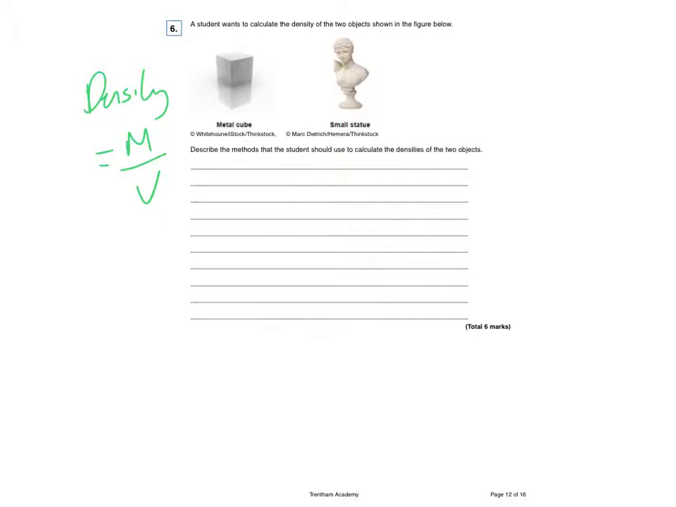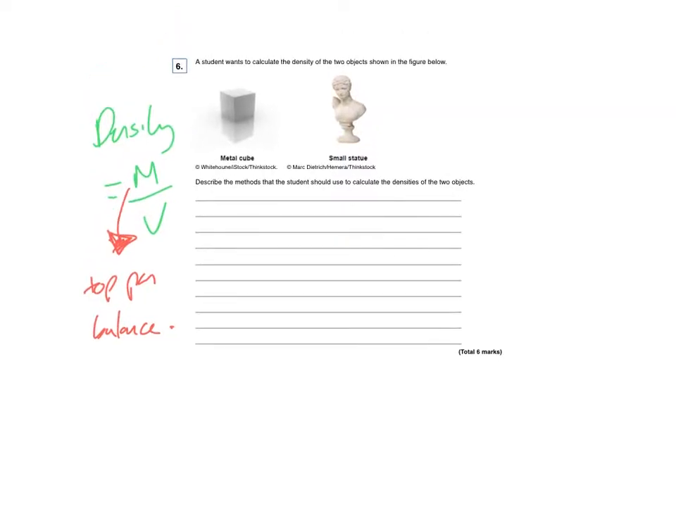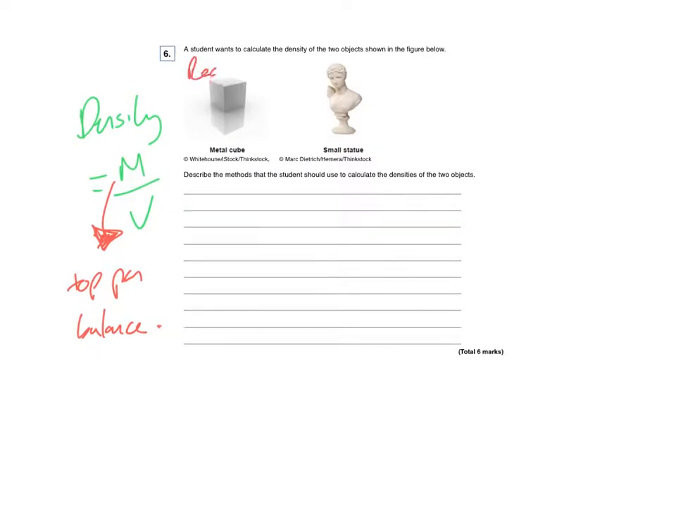In both cases, you have to measure the mass. So you measure the mass. How do you measure the mass? Use a top pan balance, and you weigh it. You're not getting the weight, you're getting the mass. Okay, so that's going to be the same for both of them. Now we've got a regular object, and we've got an irregular object.